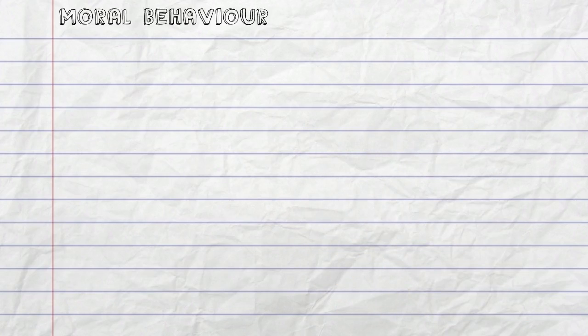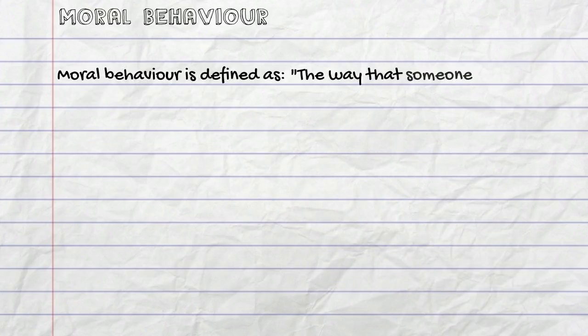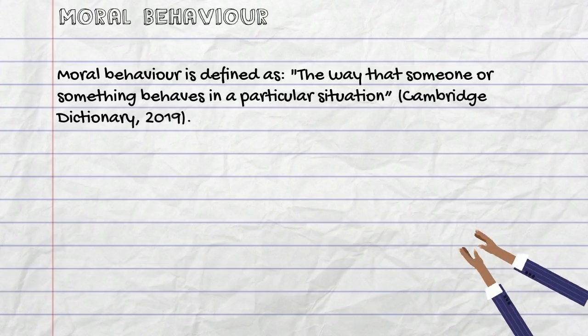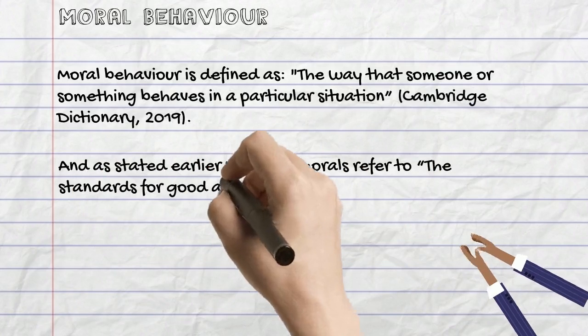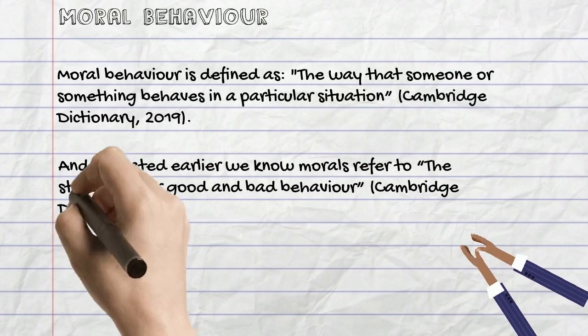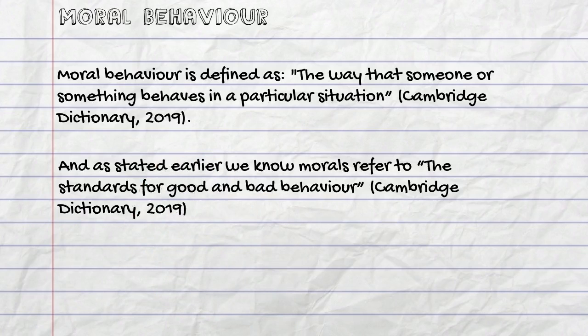The second key aspect of moral development is moral behavior. Cambridge Dictionary defines behavior as the way that someone or something behaves in a particular situation. And as stated earlier, we know that morals refer to the standards for good and bad behavior, thus meaning that moral behavior is how an individual acts concerning what is right. For example, a child will refrain from cheating in a game if they believe that it is the right thing to do.